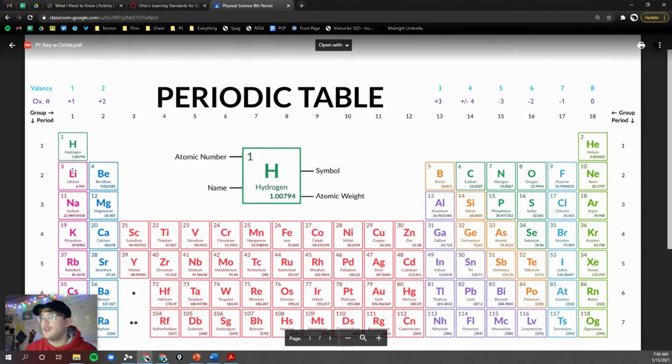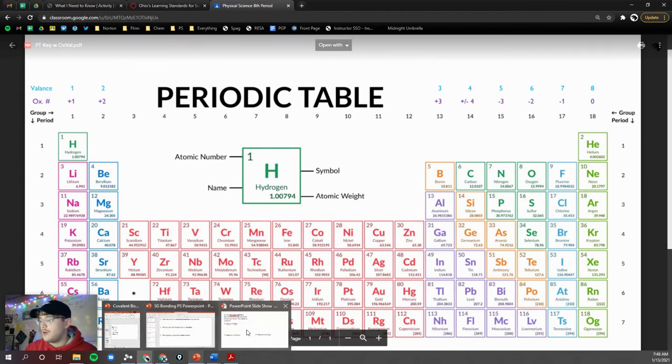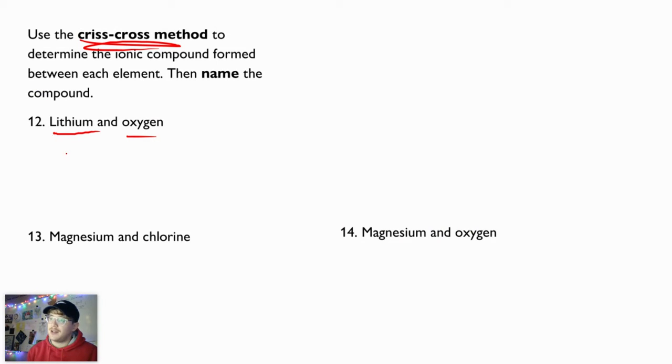And lithium is right here. It's got a charge of +1. Oxygen's over here. It's got a charge of -2. So I'm going to write that down. Lithium has a charge of +1. Oxygen has a charge of -2.